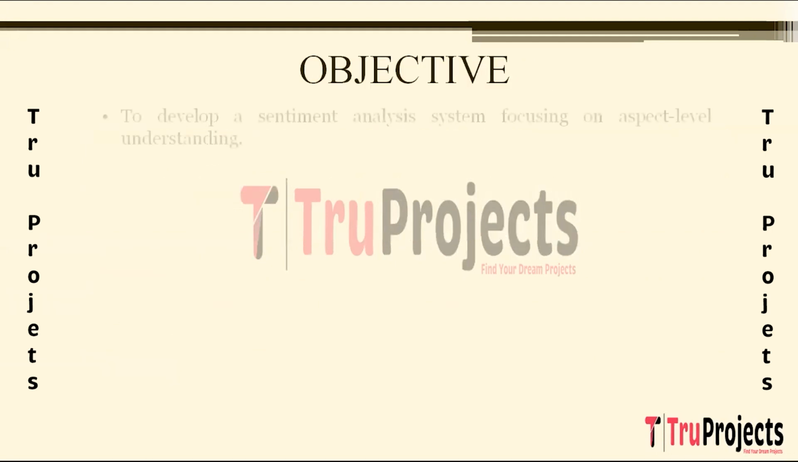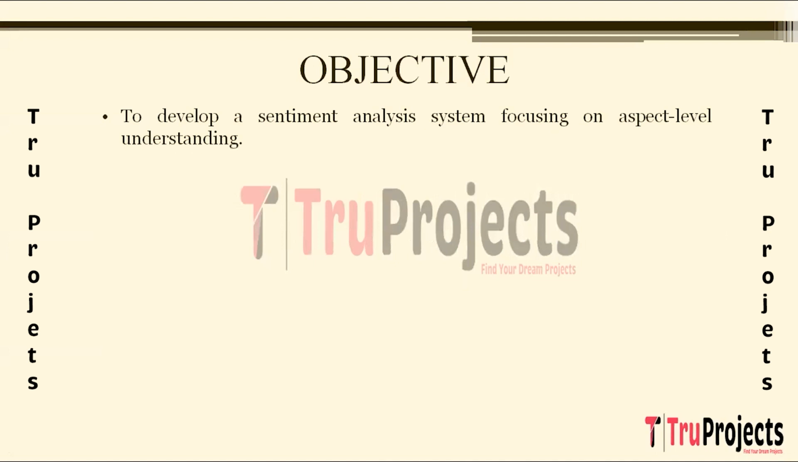Objective of the project. So, as I already mentioned, the primary objective is to create a system that can analyze sentiments at a granular level, specifically targeting individual aspects or entities mentioned within text, rather than providing a generalized sentiment for entire documents or sentences. This ensures a deeper understanding of opinions and attitudes towards specific aspects of products, services, or topics mentioned in the text.